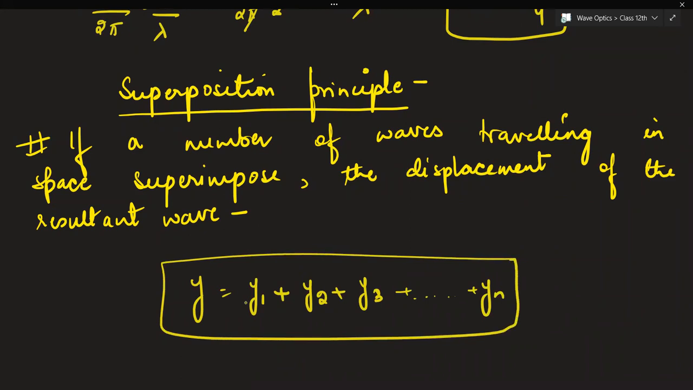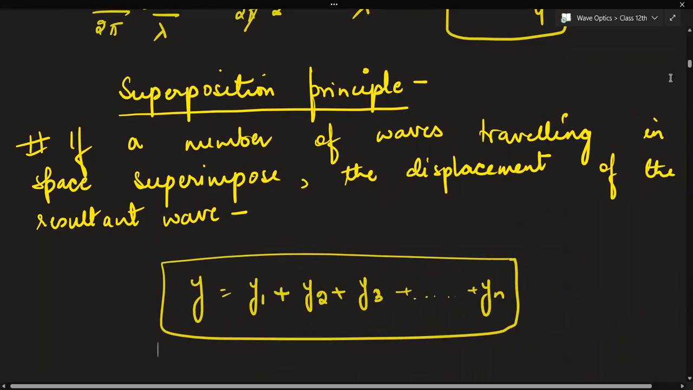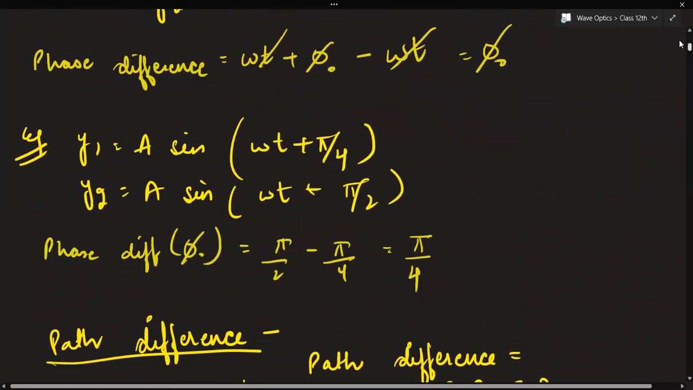This is the superposition principle. So phase difference and path difference, these are two important topics. Note it down. Any doubts you have, let me know. Then we'll move further.